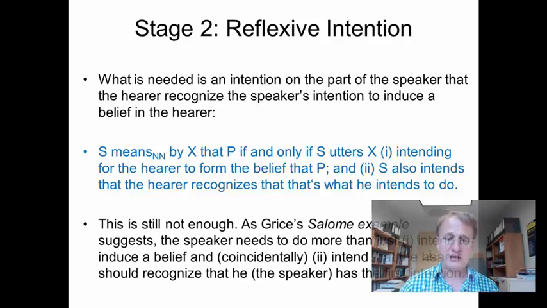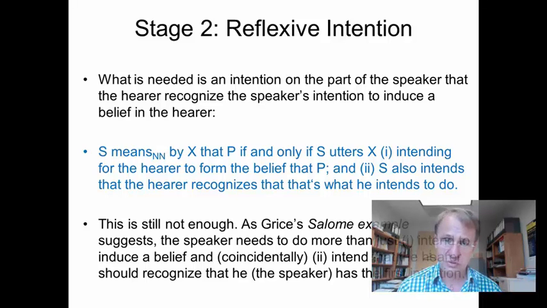So our next proposal then for non-natural meaning reads as follows. S non-naturally means by X that P, if and only if S utters X. And now we have two conditions. First of all, intending for the hearer to form the belief that P, that's old hat, we had that already, but now comes the new bit. And second, S also intends that the hearer recognizes that that's what he, that is the speaker, intends to do. So this account deals with the murder example.